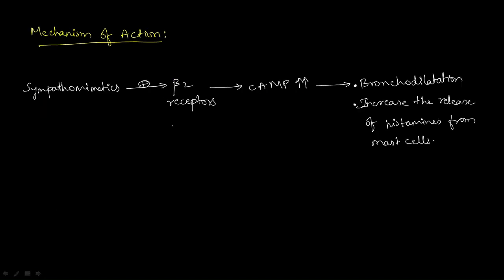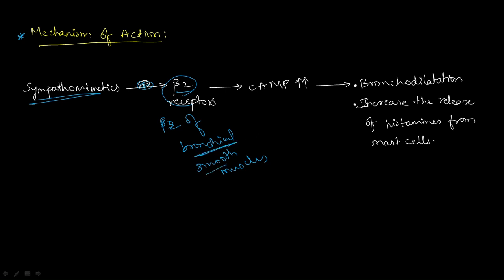Coming to the mechanism of action of sympathomimetics. Sympathomimetics are the drugs which show positive action on beta-2 receptors. Which beta-2 receptors? The beta-2 receptors of bronchial smooth muscles. They increase the cyclic AMP. And finally, bronchodilation occurs, that is, the dilation of the bronchioles occurs, and they inhibit the release of histamine from mast cells.